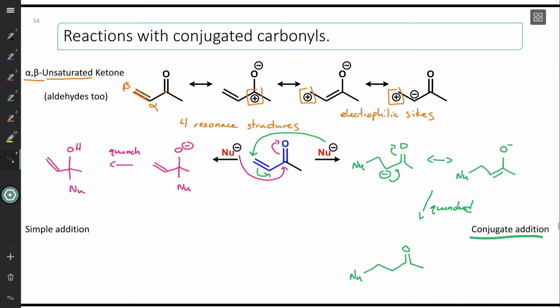This is called conjugate addition product. It's also called 1,4 addition. It's called 1,4 because if you count from the oxygen, 1, 2, 3, 4, and you're adding on that 4 carbon. By simple addition, it's also called 1,2 addition because you're adding 1, 2. You're adding at the 2 position of the carbonyl.